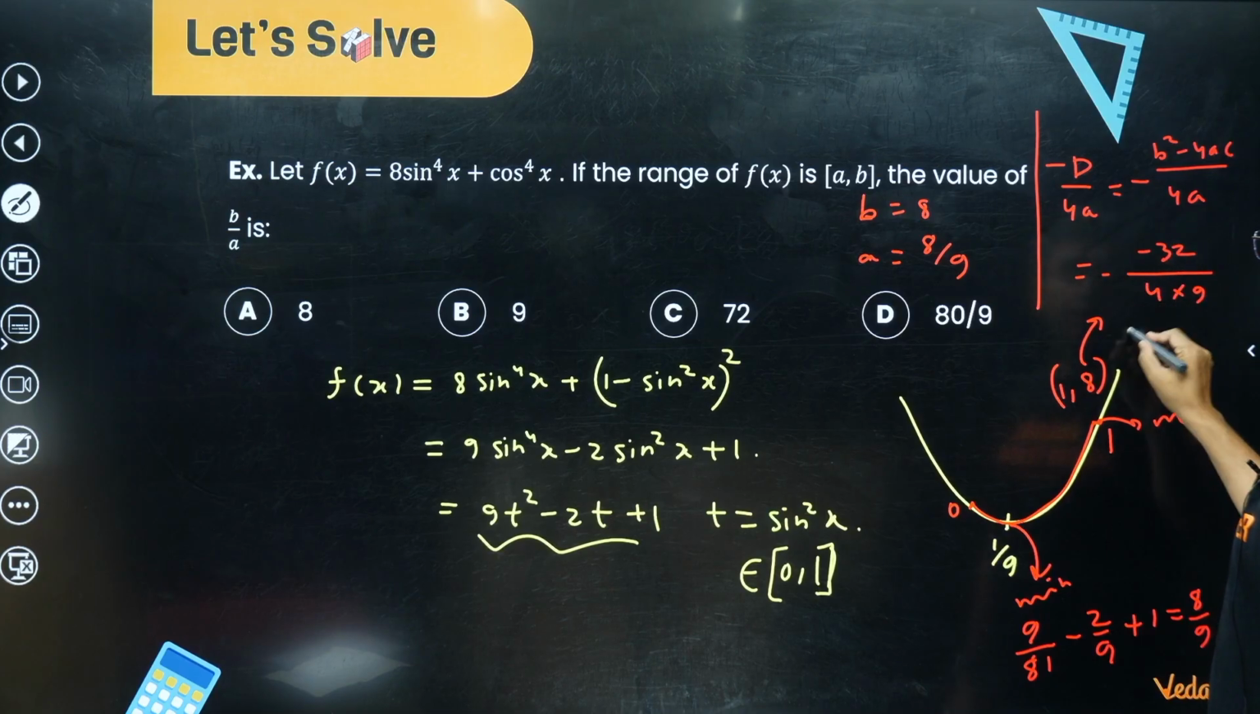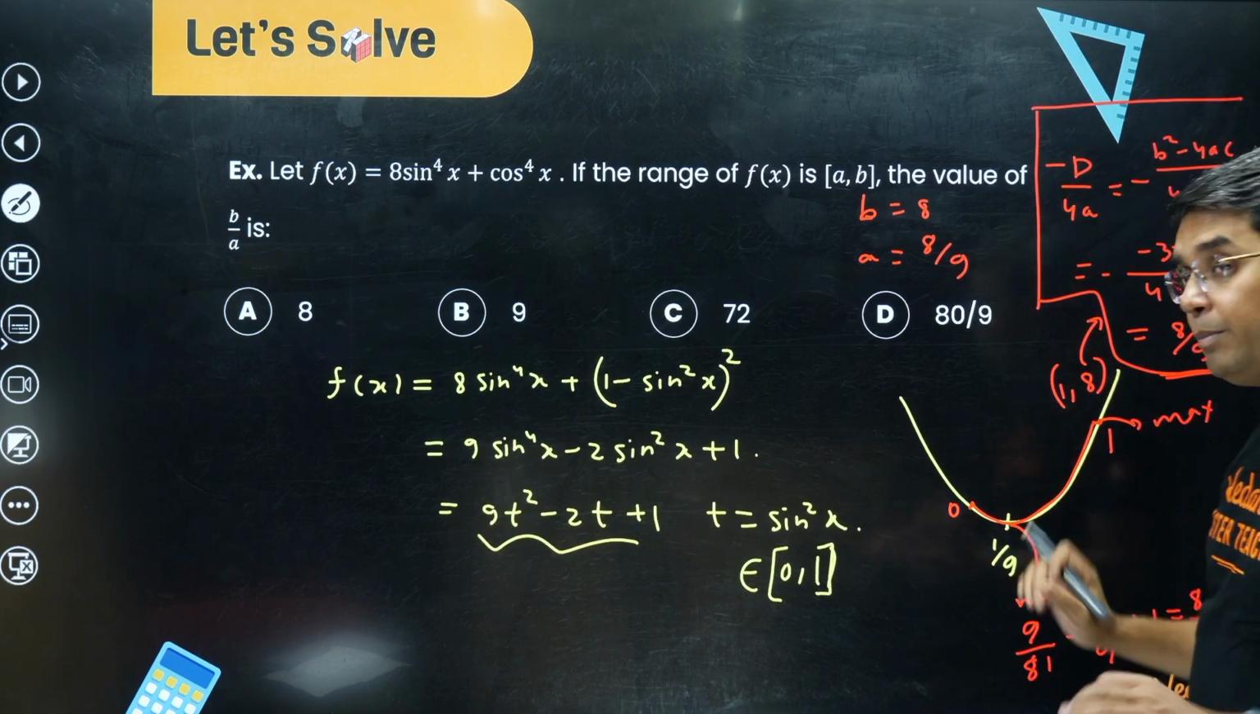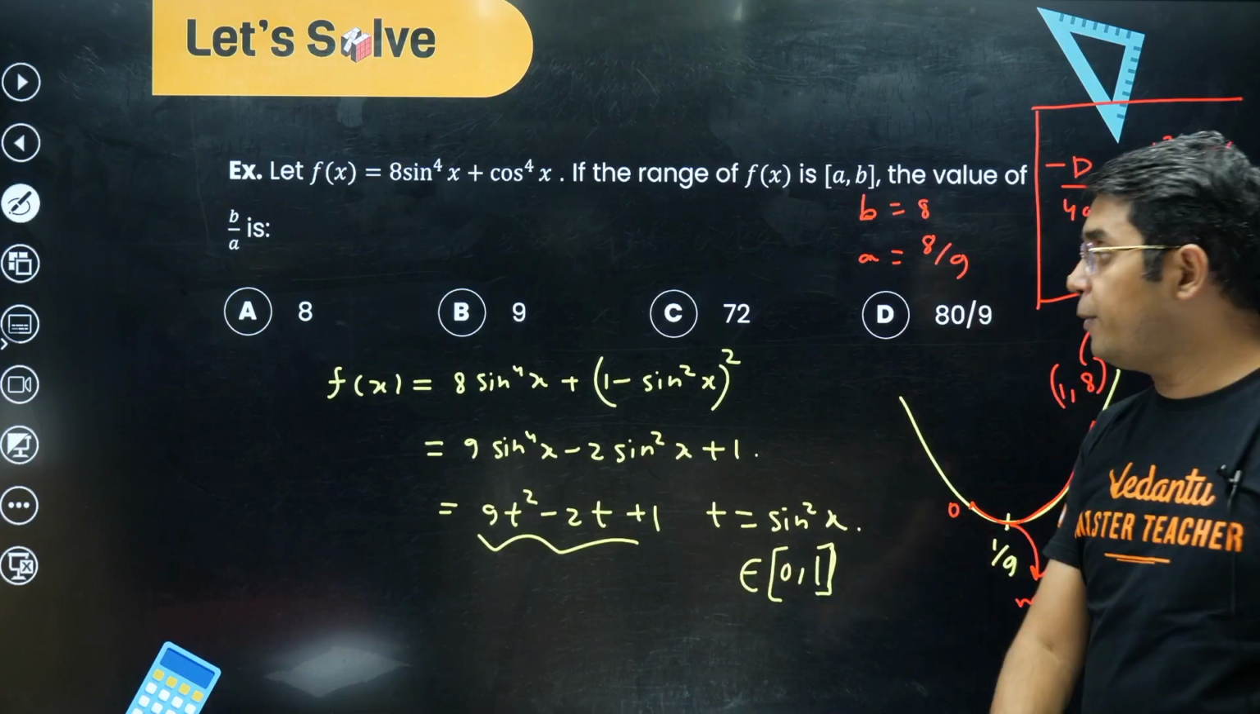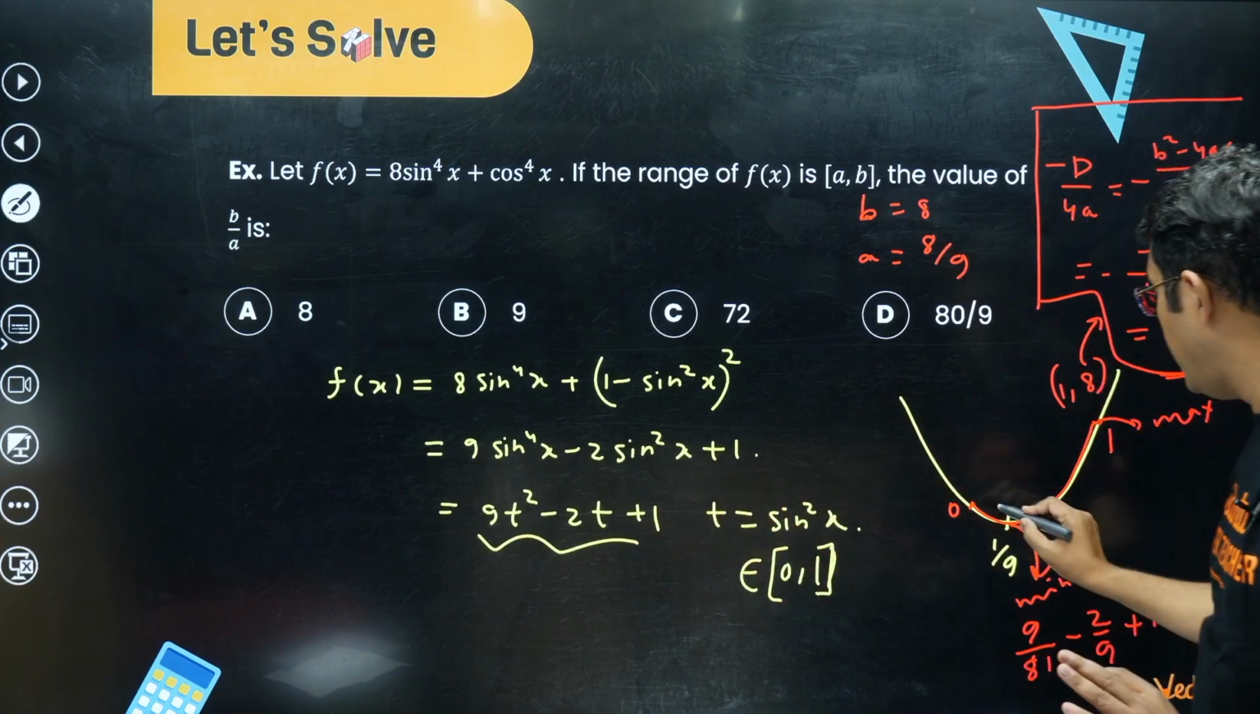So I think this is also coming out to be 8 upon 9. You can check. Okay, so that can also be done if you remember it, or if you're not comfortable, just remember that minimum occurs at minus b upon 2a if it is an upward parabola. And the range of sine square is from 0 to 1.